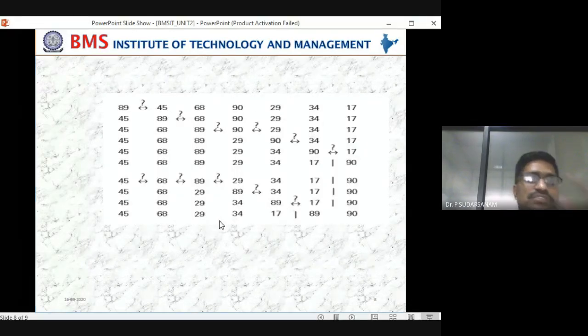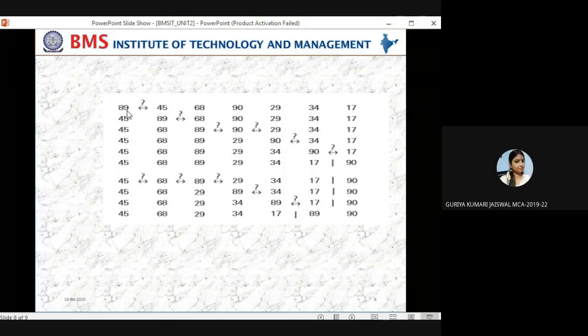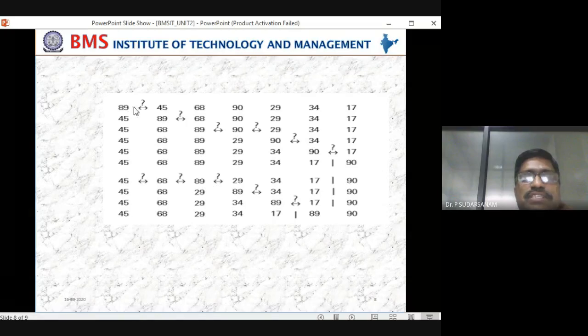Selection set. We have to see this. Sorry, that's what is going wrong. So now you see here, 45 is less than 89. Yes, swap these two values.